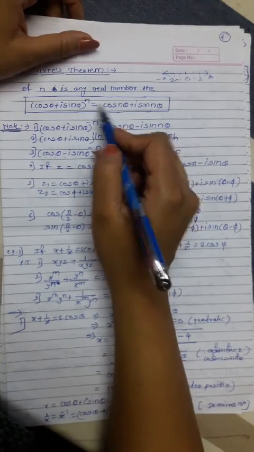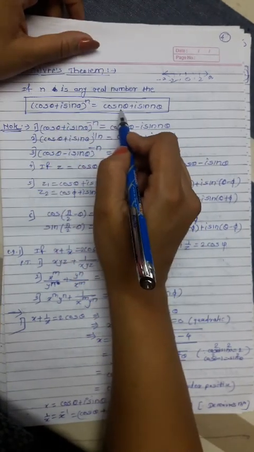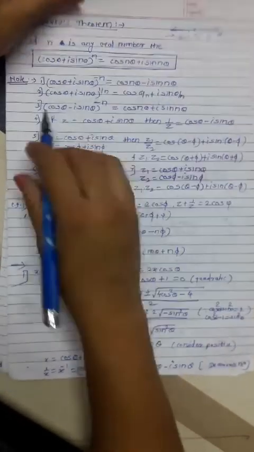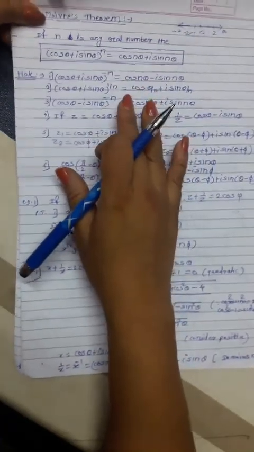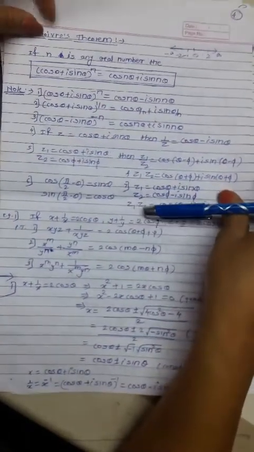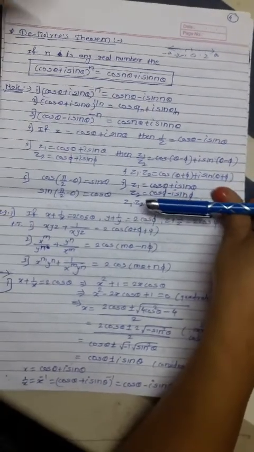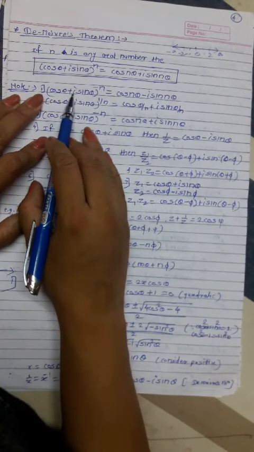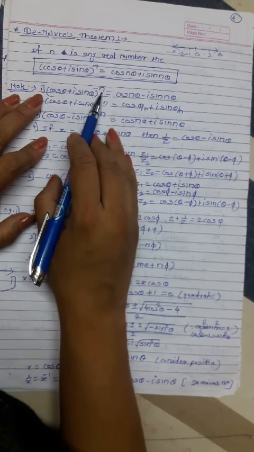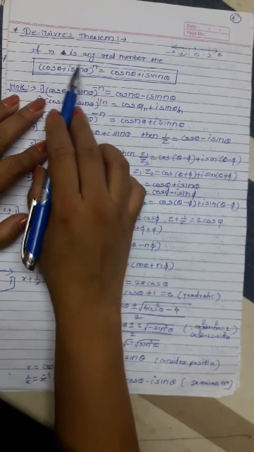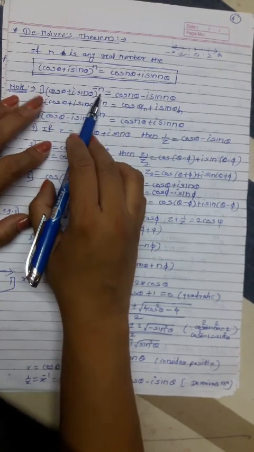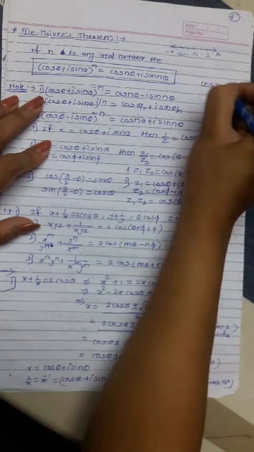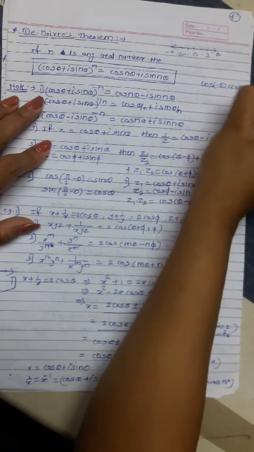What comes out? n is just attached to the angle: cos of n theta plus i sin n theta. Okay. Now, to understand this theorem more deeply, let us consider these notes. First note: cos theta plus i sin theta raised to minus n. Just apply De Moivre's theorem for this minus n also. What do we get? Cos of minus n theta, and we know cos of minus theta is plus cos theta.